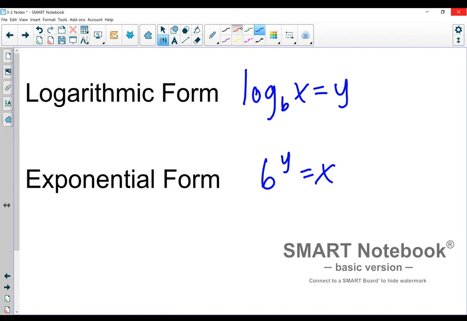A lot of times when I'm changing them, I'll draw this kind of line here where I start at b and I go past y and around to my x. So when I change an equation from logarithmic form to exponential form, that's the process I'm using. These two are equivalent.